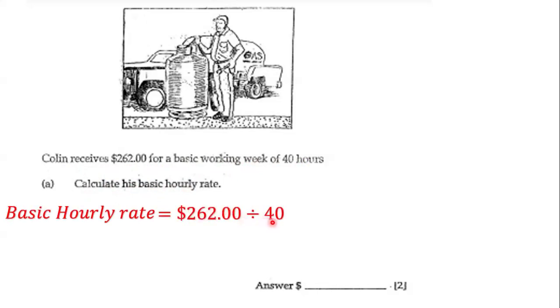$262 divided by 40. Now, what is $262 divided by 40? Well, that's going to give us $6.55. And so that means that his hourly rate, or the amount that he is paid per hour, is $6.55.